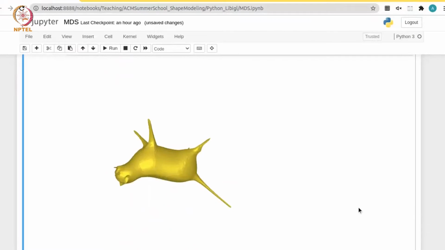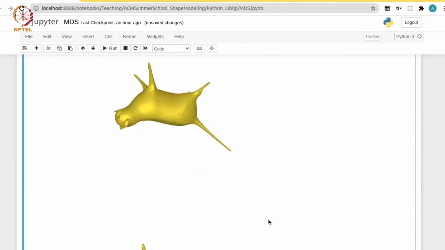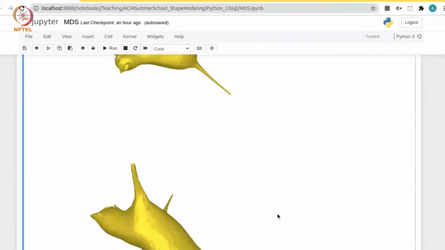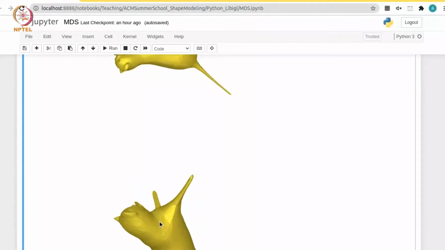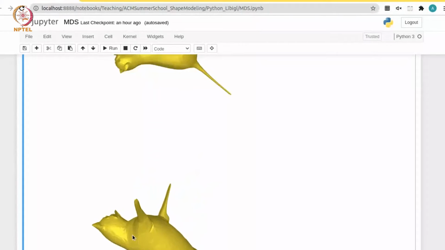Okay, so that is what the SMACOF algorithm does. After this, you can go ahead and do ICP, and you can start with several initializations, in order to get better optima. All right, I hope it is clear what we are trying to do here. Any questions on this?